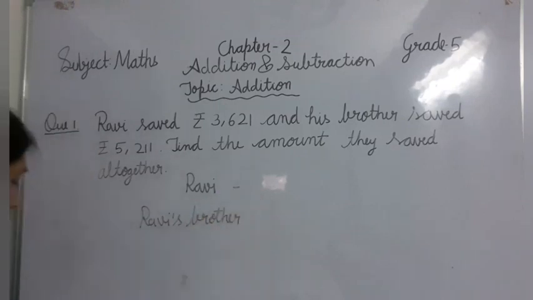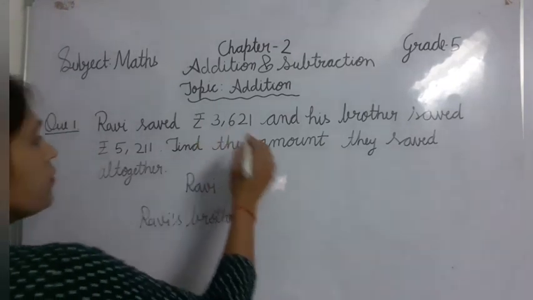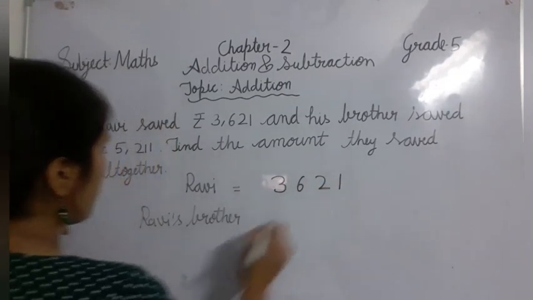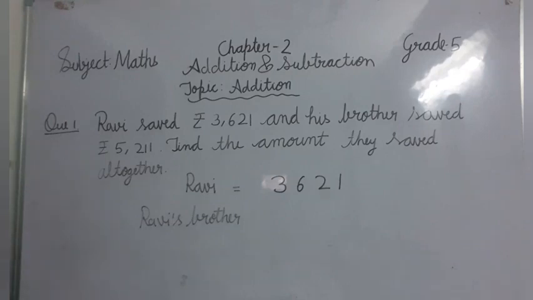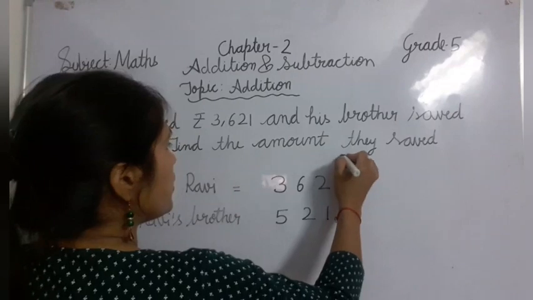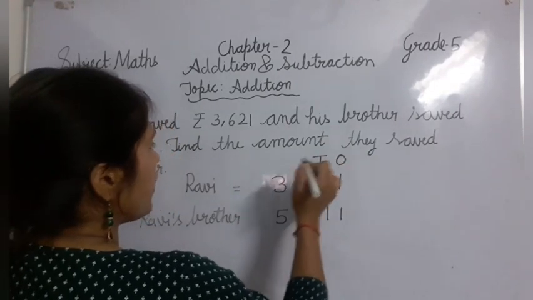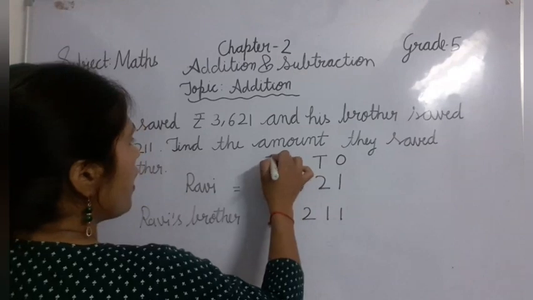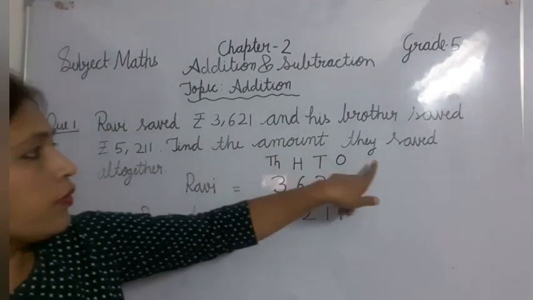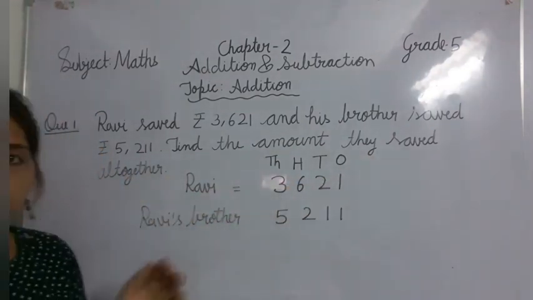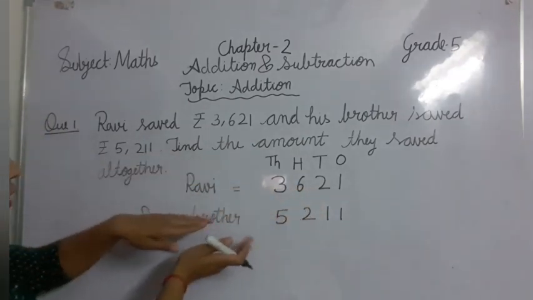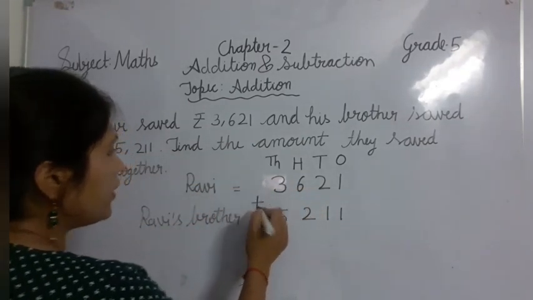So how much money has Ravi saved? Ravi saved 3621 and his brother saved 5211. I am mentioning their places: ones, tens, hundreds and thousands. They are asking to find the amount they saved all together. All together means we need to put them together. We need to combine Ravi's money and Ravi's brother's money. Combine means we have to do addition here.